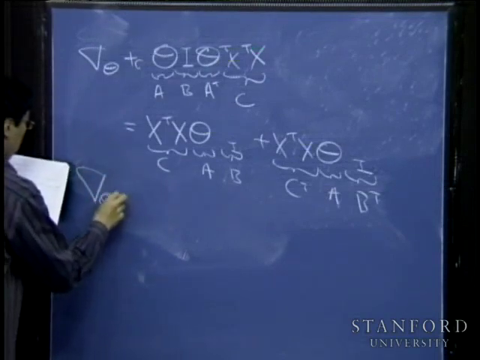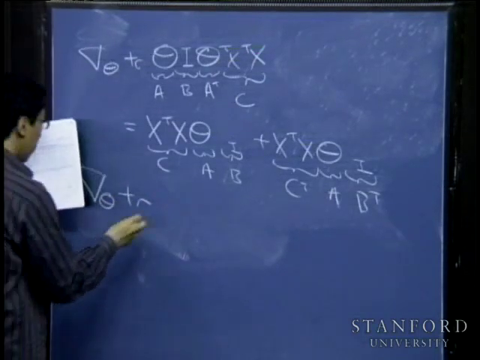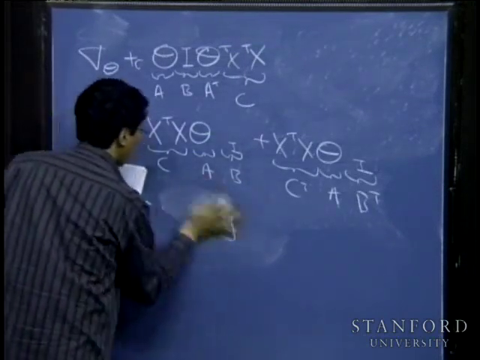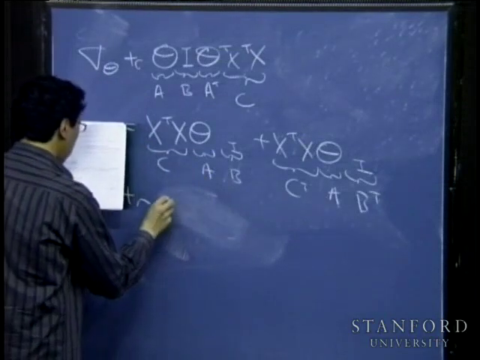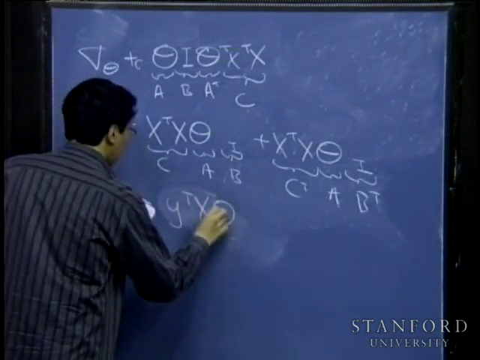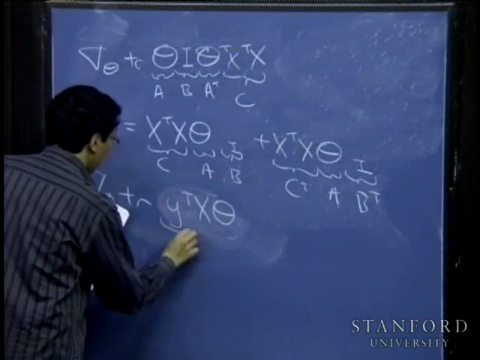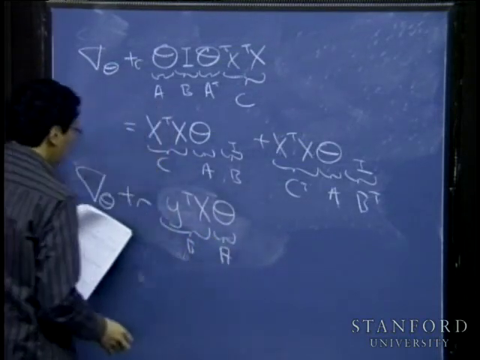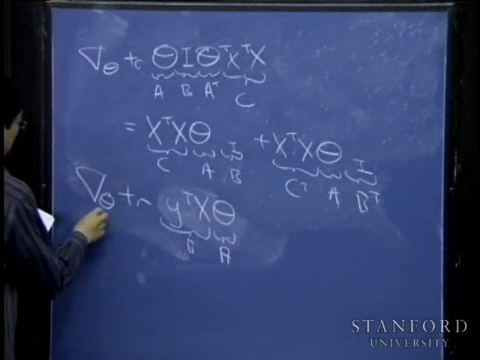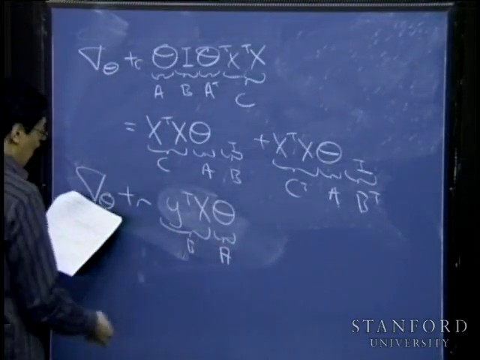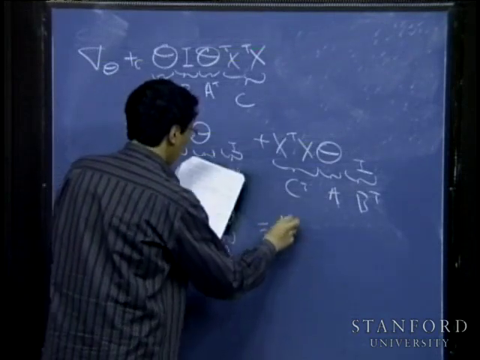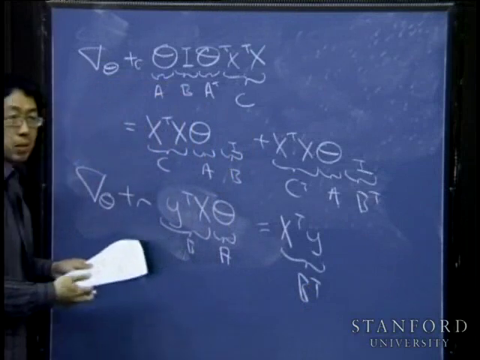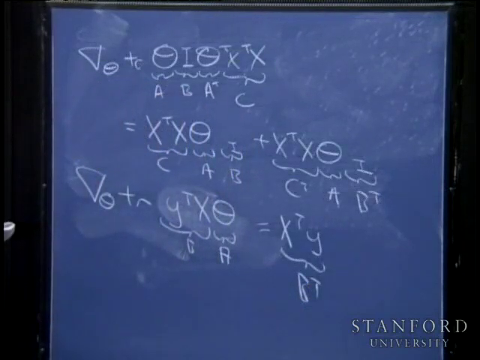Similarly, the derivative with respect to theta of the trace of y transpose theta x, this is the derivative with respect to a matrix A of the trace of BA, and this is just x transpose y. Right? This is just B transpose by one of the rules that I wrote down earlier.